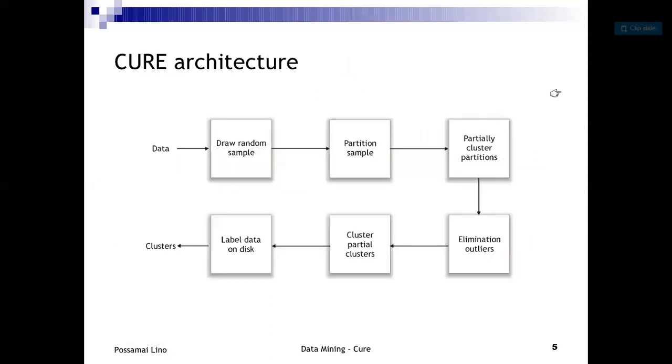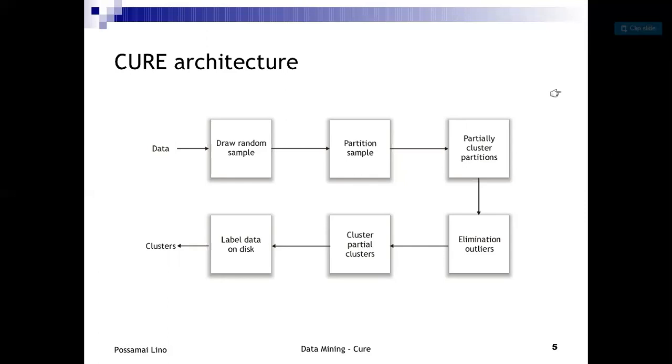In this diagram, I'm showing you the CURE architecture. In this, we take the random sample and partition the sample into some p number of partitions. Suppose there are n data points, then we divide them into p partitions of n by p points each, and after doing the partitions, we again perform partial clustering inside these partitions.